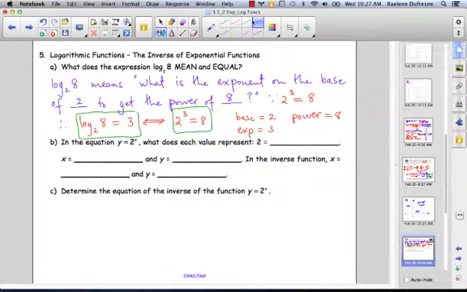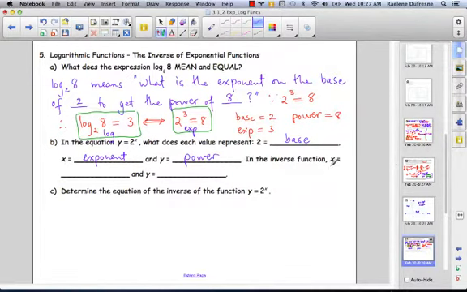In the exponential case, the power 8 is isolated. In the logarithmic case, the exponent 3 is isolated. In part B, it asks, in the equation y equals 2 to the x, what does each value represent? Okay, 2 represents the base, x represents the exponent, not the power, and the output of a base raised to an exponent, namely y in this case, is called the power.